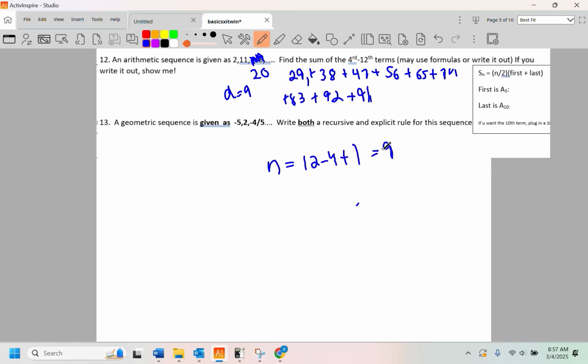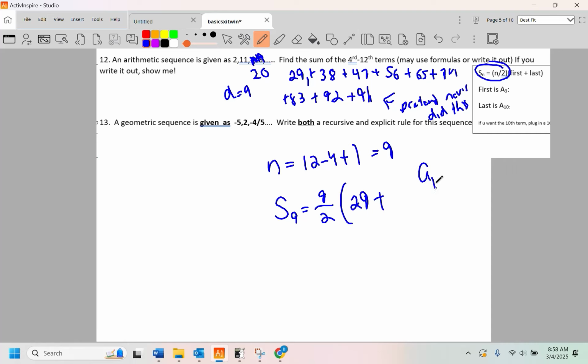I'm going to use that formula right there. The sum of 9 things is 9 over 2. The first guy is 29. And pretend I never did any of this. Like pretend I never did this. Okay?